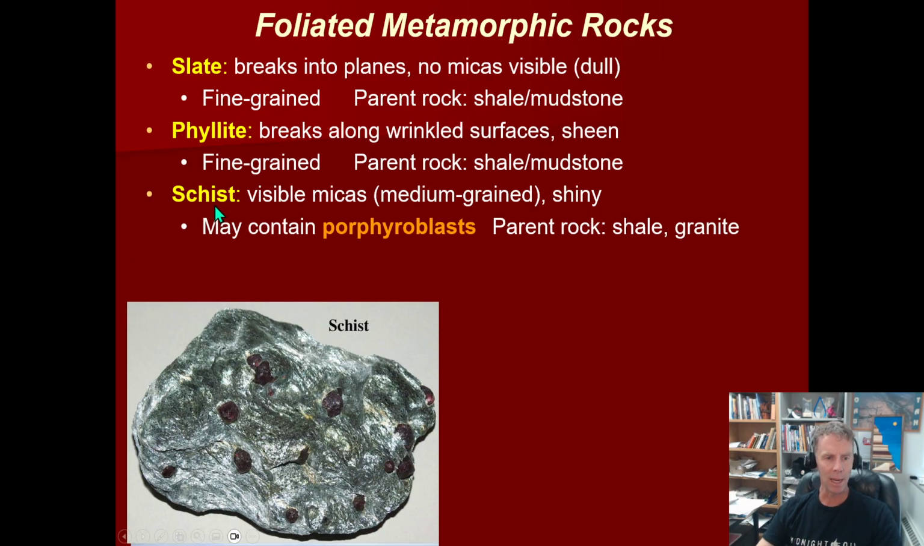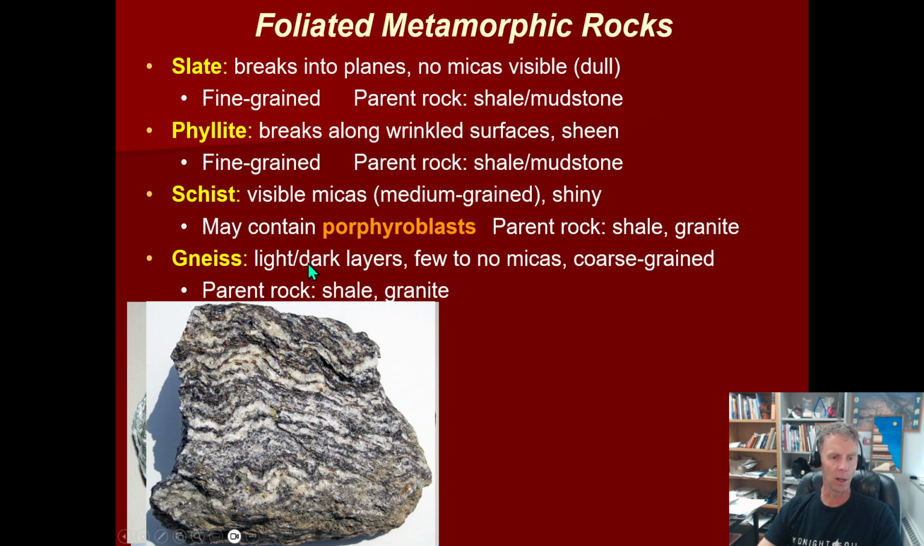And you may or may not see in your rock these large minerals called porphyroblasts. So for example, in this photo, we have some garnet porphyroblasts. Not all schists have this, but some do, which are these exceptionally larger crystals that form along with the rest of the rock. So this is again a schist, and this would be what we might call a garnet schist because it has these big garnets in it.